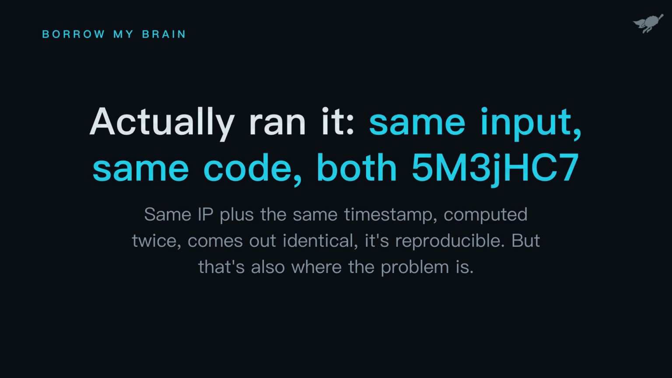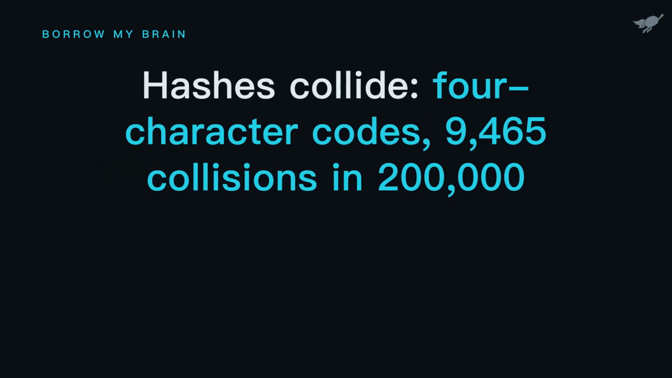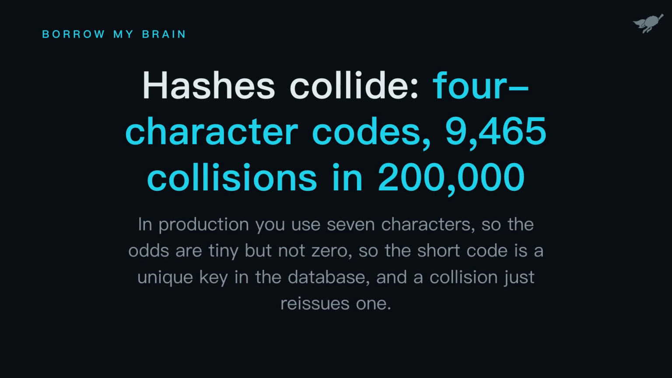Hashes collide. I deliberately shrank the shortcode to 4 characters to blow up the odds, and across 200,000 entries, it collided over 9,400 times. In production, you use 7 characters, so the odds of a collision are tiny, but not 0. So the hashing approach needs a backup move. The shortcode is a unique key in the database, so if you hit a collision on insert, you just generate a new one and insert again.